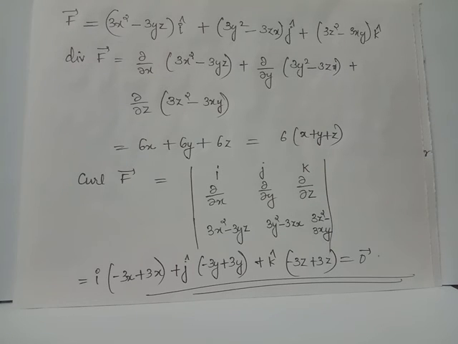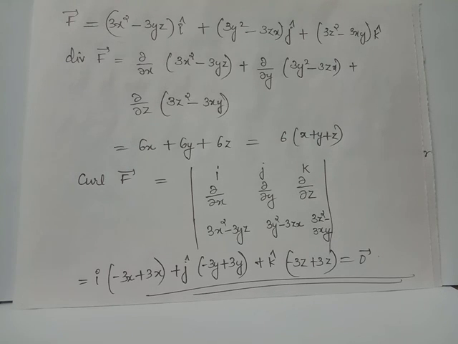Always, the curl of a vector function equals a determinant whose first row will be i j k, second row will be dou by dou x, dou by dou y, dou by dou z, which are the components of the del operator, and the last row will be the components of the vector function. We will expand the determinant as usual and we obtain curl of f equals 0. Here we see that the function f is irrotational because we have curl of f equals 0.